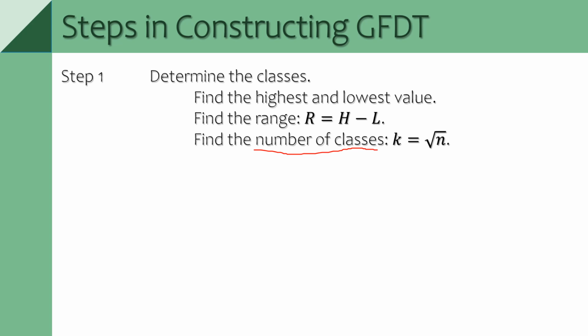Okay, sa bawat class limit natin. Next is to find the class width. So, ang formula niyan is C is equals to R over K. Yung class width naman, ito yung interval ng bawat classes. For example, 1 to 5, 6 to 10. So, yun yung class width na tinatawag.